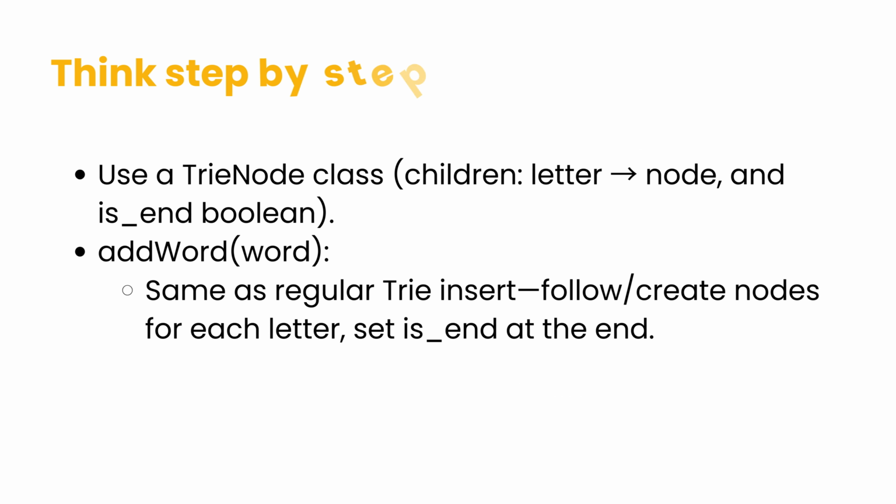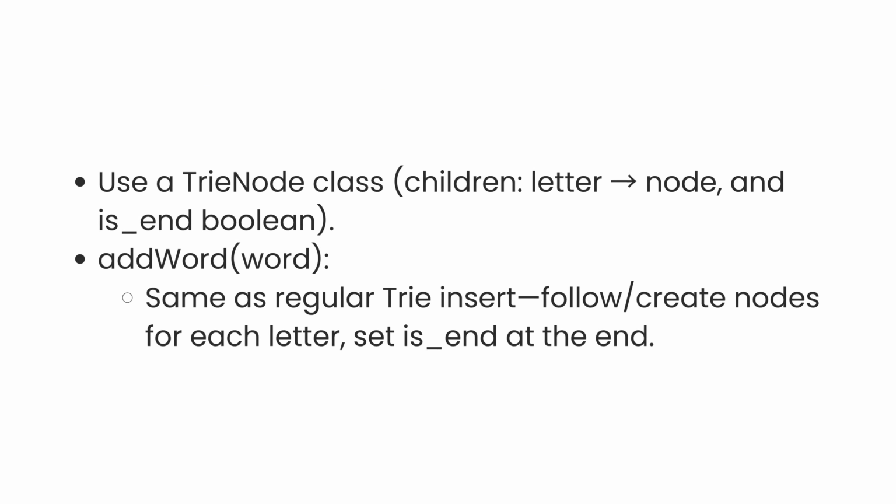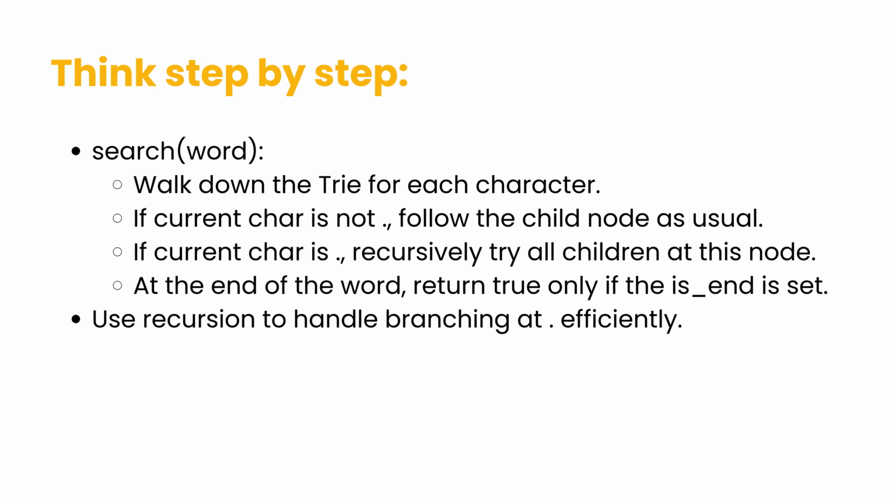Think step by step. Use a trie node class with children, a letter-to-node map, and an is_end boolean. Add word: same as a regular trie insert, follow or create nodes for each letter, and set is_end at the end. Search word: walk down the trie for each character. If the current char is not a period, follow the child node as usual. If the current char is a period, recursively try all children at this node. At the end of the word, return true only if is_end is set. Use recursion to handle branching at the period efficiently.